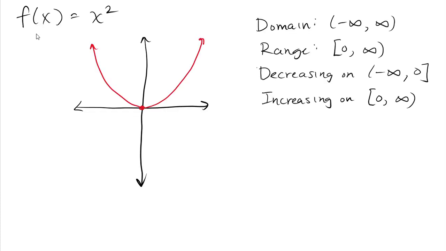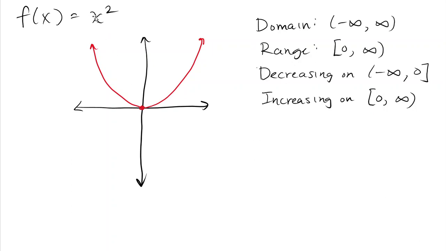The first one is the graph of f of x equals x squared. And the graph of f of x equals x squared is a parabola that emanates from the origin. Its vertex is at the point 0, 0, and you get this curved shape that we call a parabola. Its domain is all real numbers. Its range is restricted because it has a lowest point.